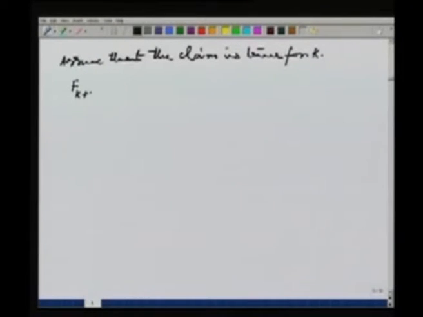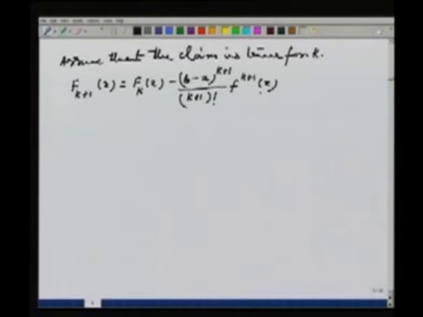From the given formulas, it is very clear that F_{k+1}(x) is actually F_k(x) minus (b minus x) to the power k+1 divided by (k+1) factorial into f^{(k+1)}(x). Now I look at the derivative of this. I look at F_{k+1}'(x). What I get is F_k'(x).